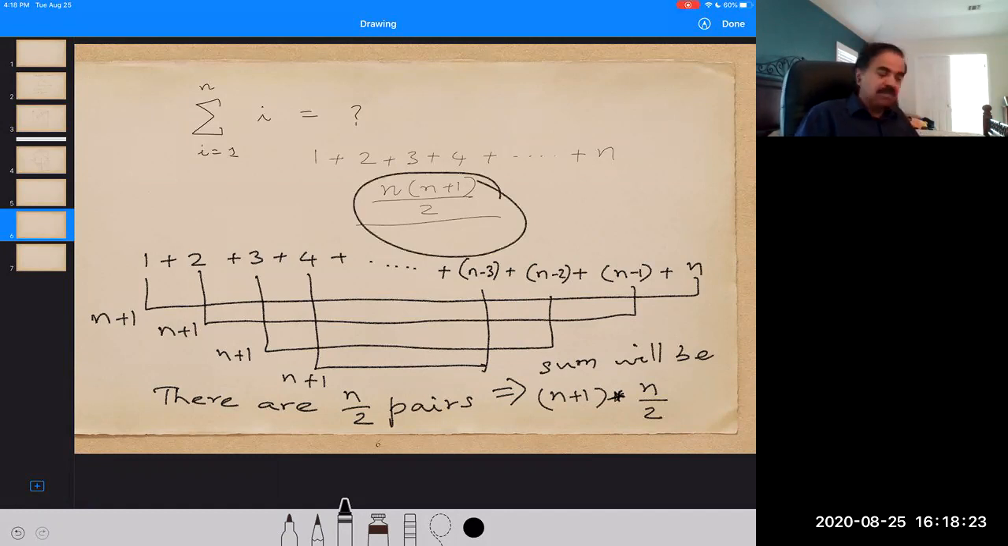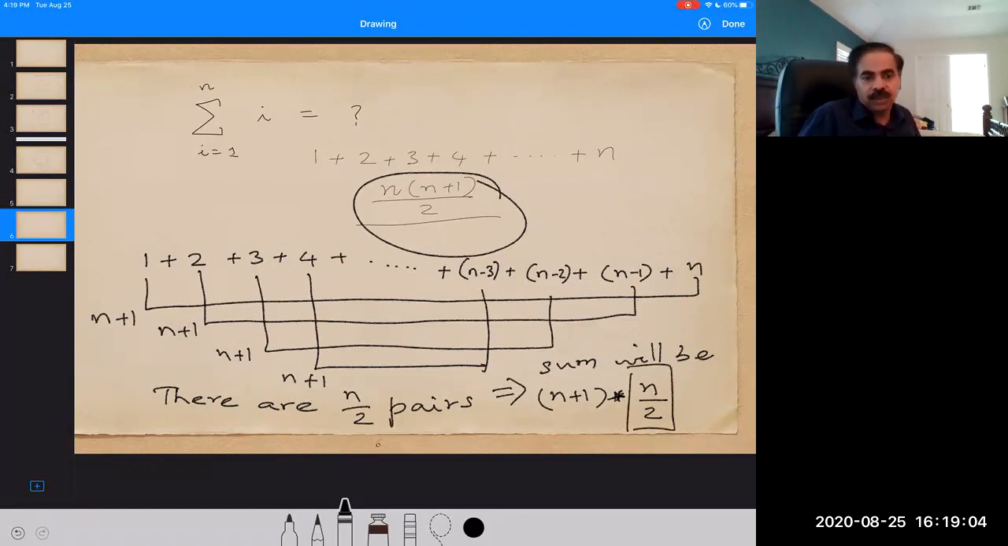So there are some details which we didn't quite go through very carefully, which is that if n is odd, then there is going to be a middle element, and the middle element will not be paired, right? So if n equals 3, you can pair 1 and 3, and you will get 4, which is n plus 1 in this case. But then there'll be 2 in the middle. So essentially, you have to pair 2 with itself.